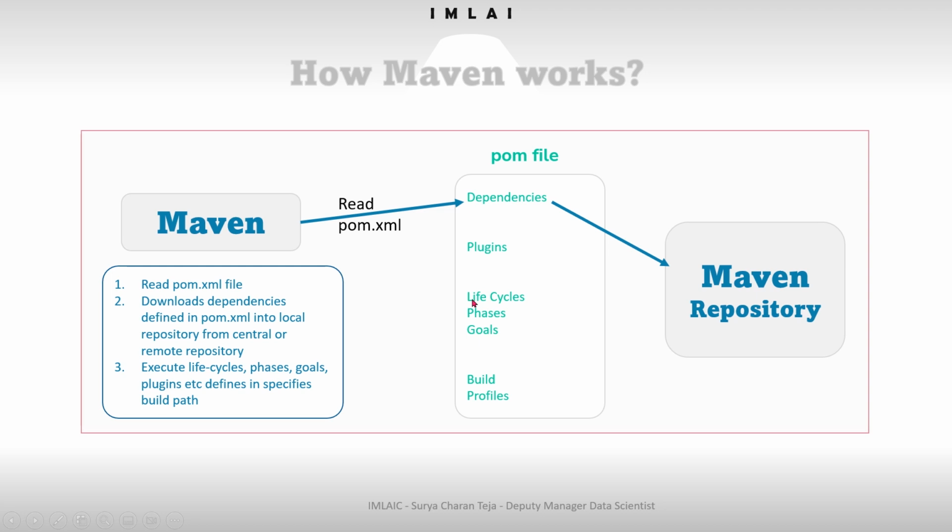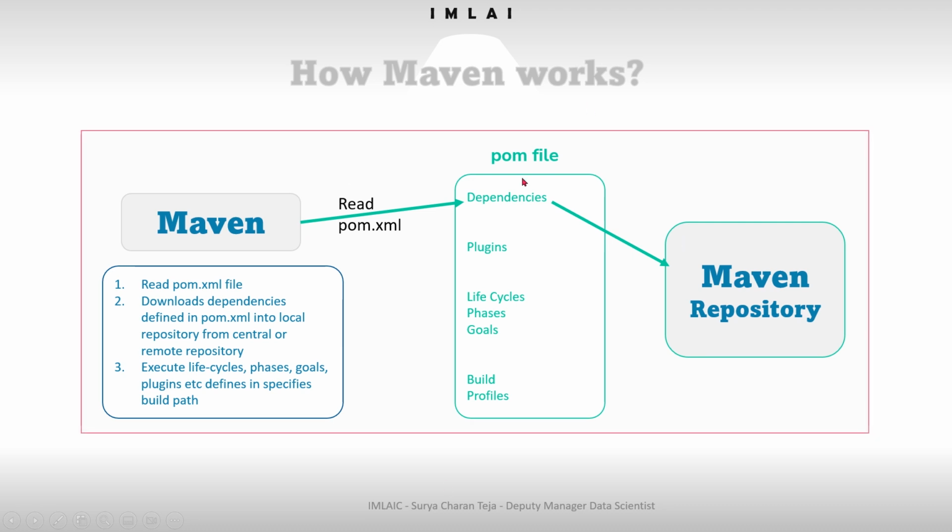Then the next step done by Maven is to execute life cycles. See, you have mentioned phases, you have mentioned goals, and plugins, etc. It specifies the build path. So that's what Maven does: it reads the pom.xml file, and it executes whatever is mentioned in that pom.xml file. Once all is done, it's going to build a repository.